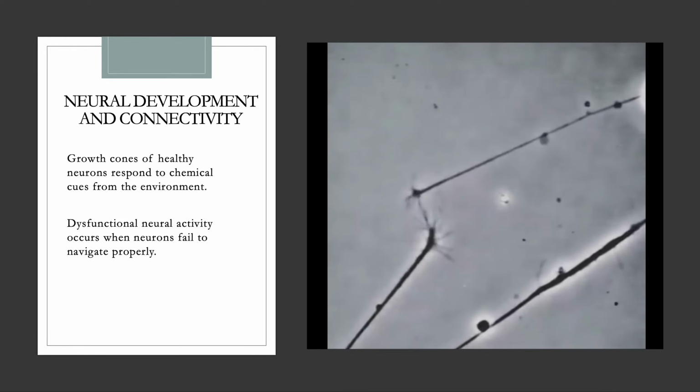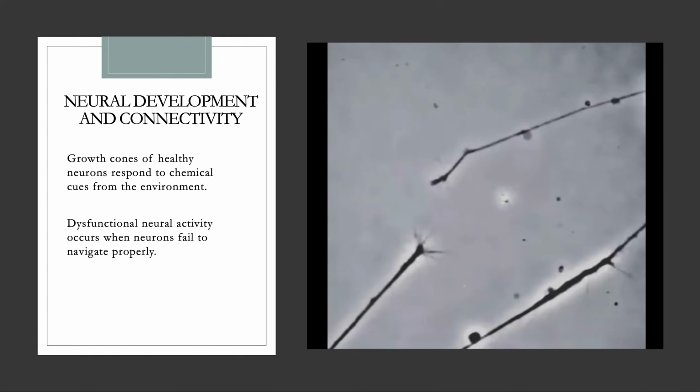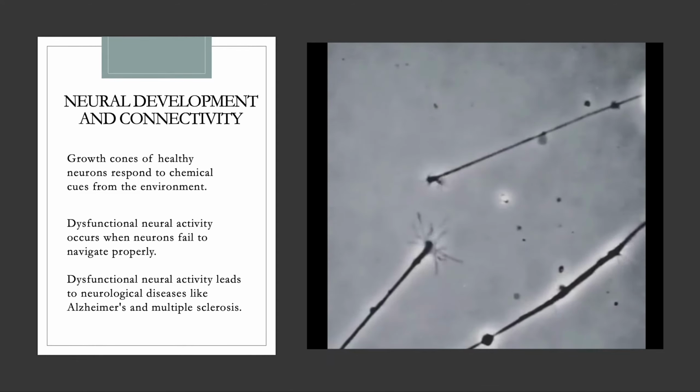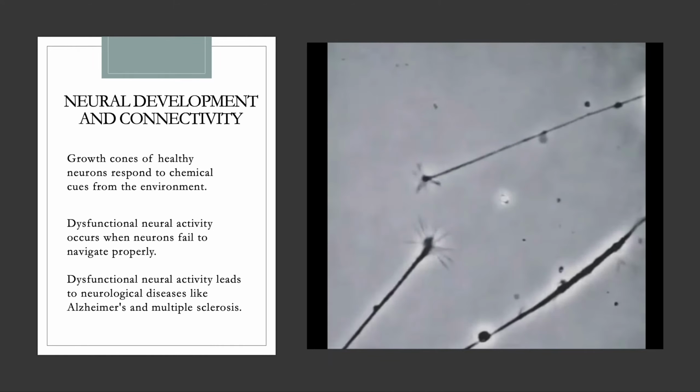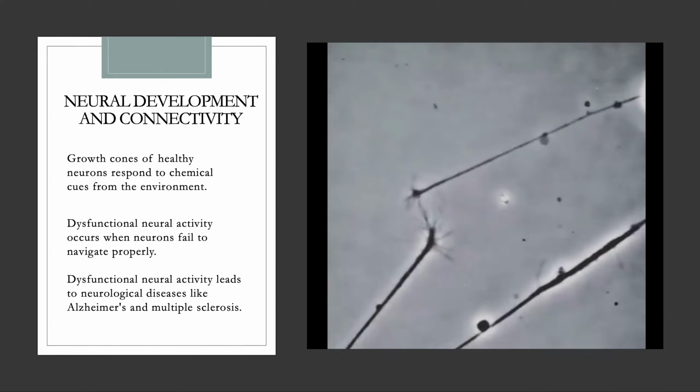And in some cases, neural systems become dysfunctional and fail to regenerate properly when the growth cones navigate the neuron to the wrong locations. Diseases such as multiple sclerosis can occur if the neuron connects to a skin cell or other type of cell that is unable to process electrical signals. Dysfunctional neuroactivity contributes to many diseases such as sleep disorders, multiple sclerosis, and Alzheimer's disease.